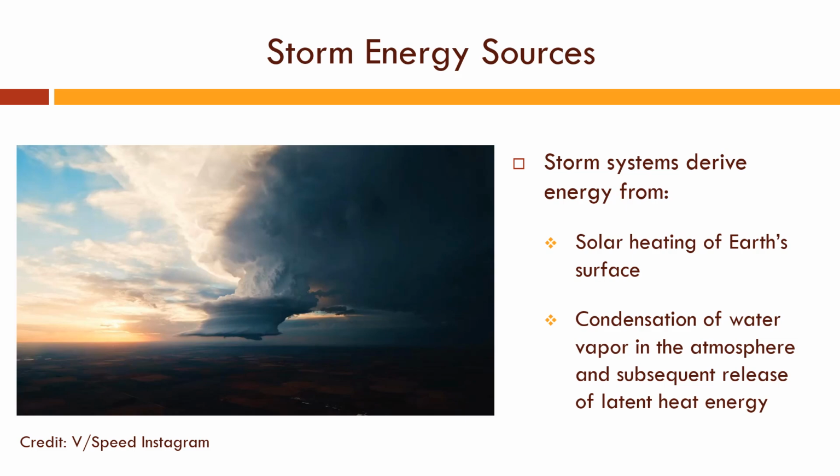So we just got through learning about air masses. Now we're going to move into storms and storm systems. And a really good place to start would be to ask, where do storms get their energy from? Well, they get it from two places. First and foremost, they get it from the solar heating of Earth's surface. They also get it through the release of latent heat during condensation.